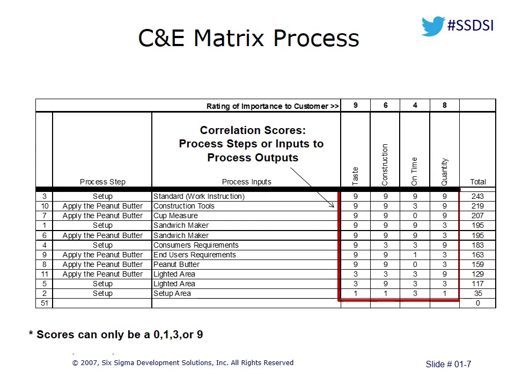A correlation score of 1 says that there is a very light or low relationship between the input and the output. It basically says that the input has to happen with many other things in order to really affect the output.